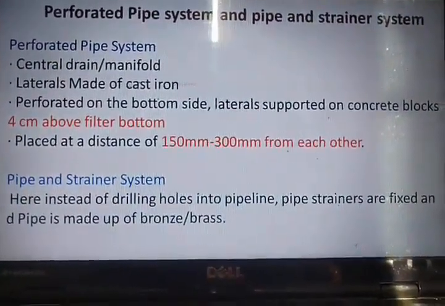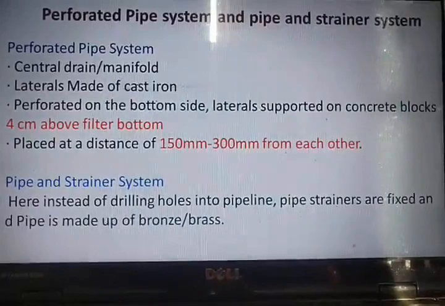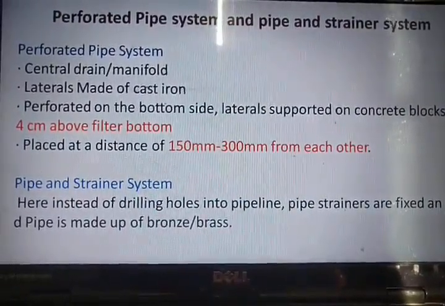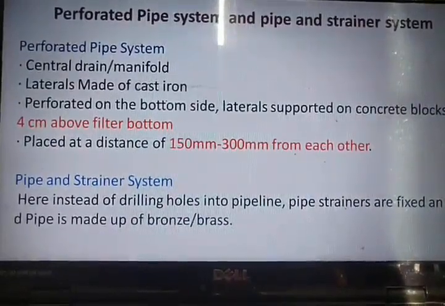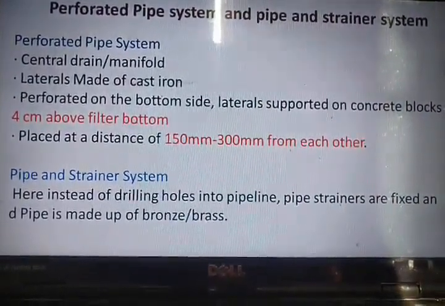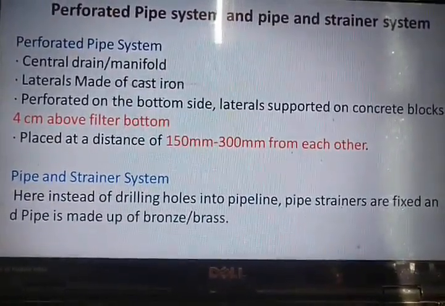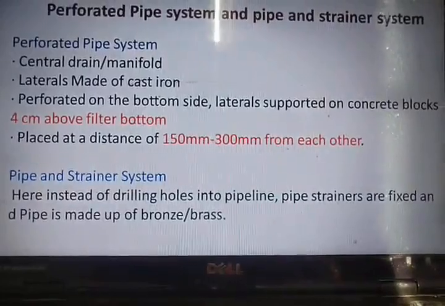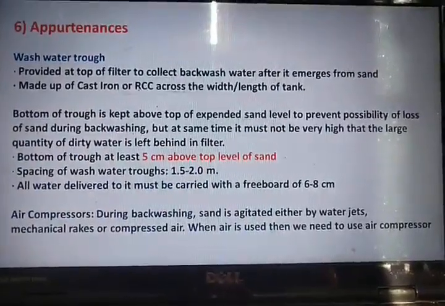Okay, so here in the pipe and strainer system, instead of drilling the holes into the pipe, the pipe strainers are fixed and the pipe is made up of bronze or brass. So instead of perforations, if it is added with a strainer, then it is called a pipe and strainer system.